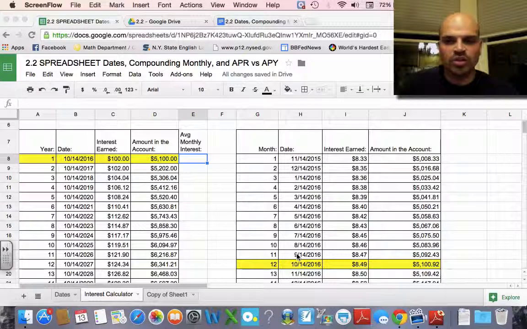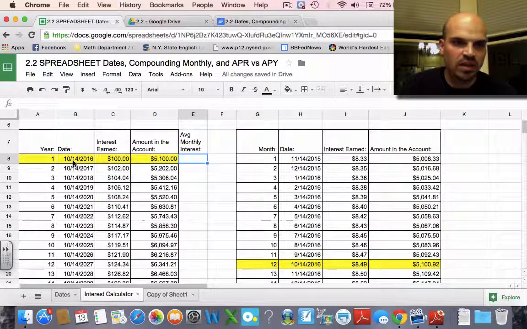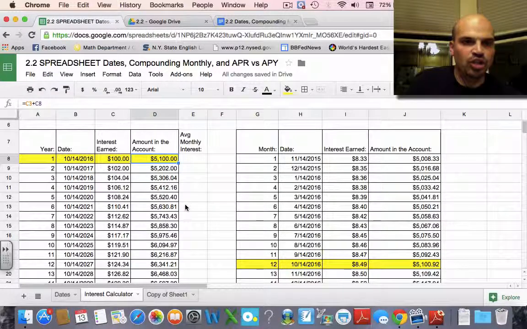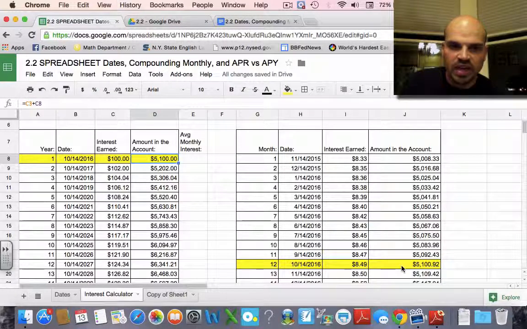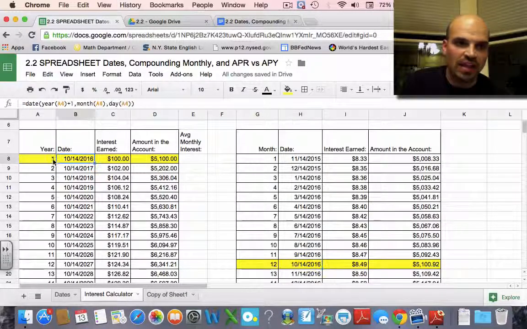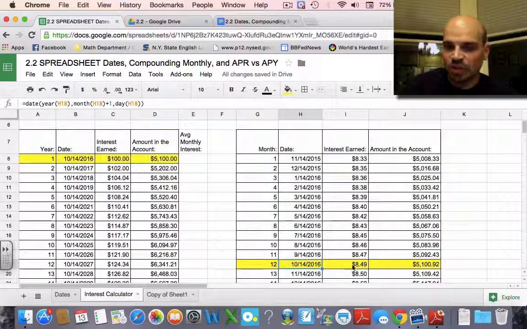Okay, so one of the questions you were asked in the previous video was to compare the amount in the account you would have on October 14th, 2016 in the account that's just calculating the interest yearly versus the amount that you have in the account when you calculate the interest monthly on the same date. So I've highlighted both of those rows. On the first sheet, it's just the first row because that's the date you have October 14th on. And on the second sheet, it's the 12th row because 12 months later, you're going to get to October 14th.